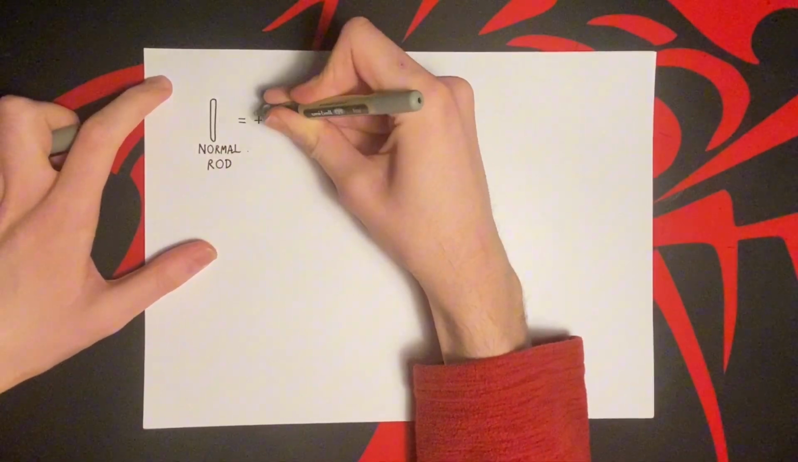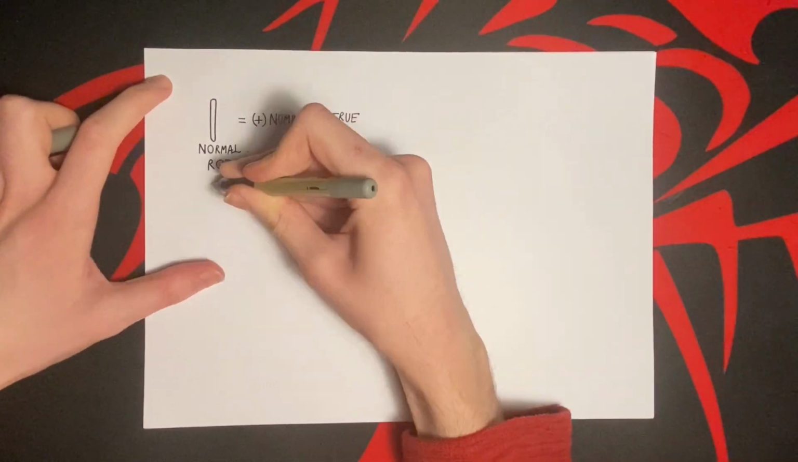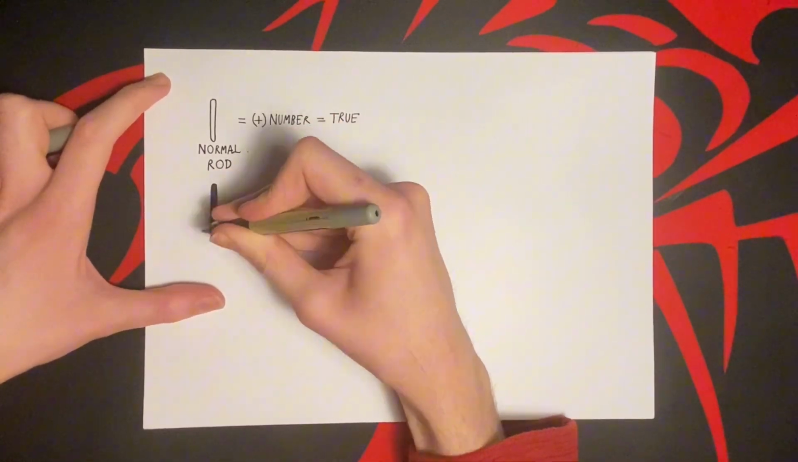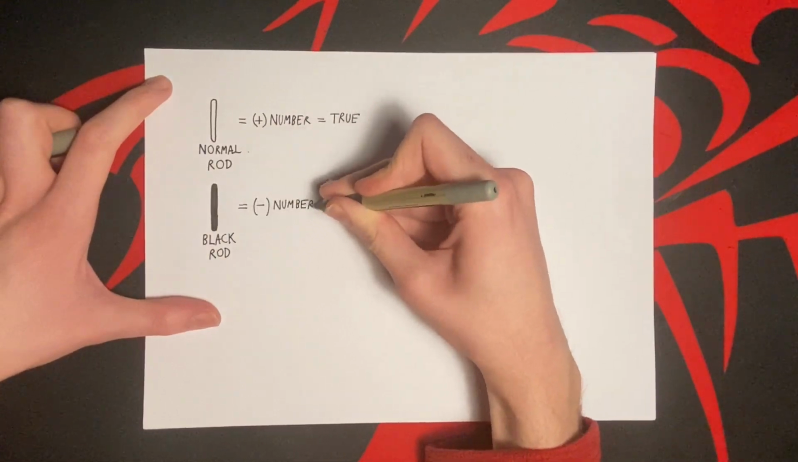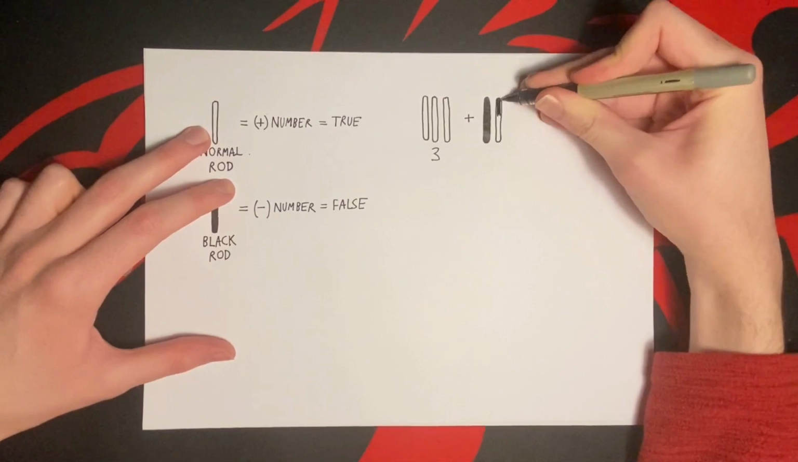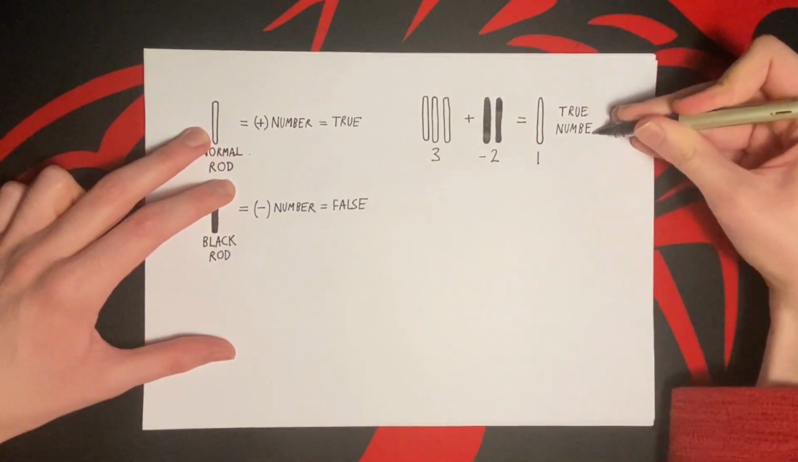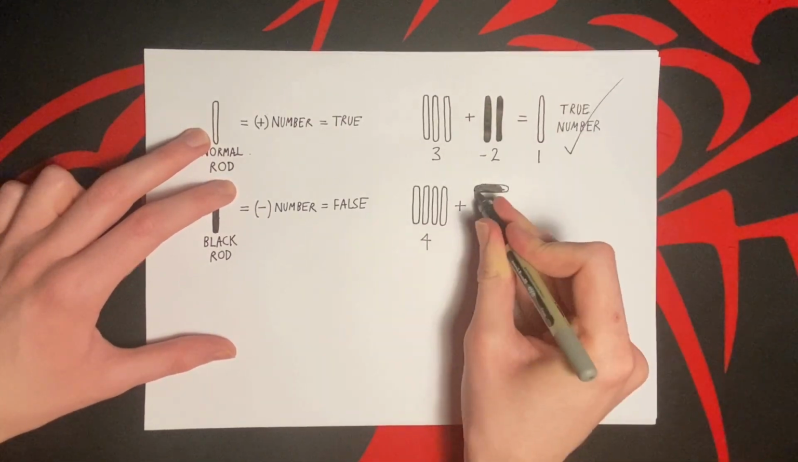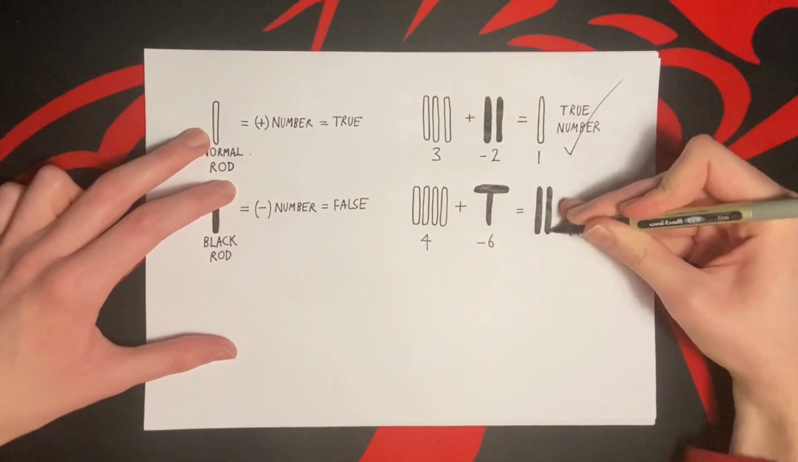Normal rods represented positive numbers and were called true, whilst rods painted black denoted negative numbers and were labelled as false. If a calculation gave an answer made of normal rods, it was considered a true number and was accepted. And if the answer was made of black rods, it was considered a false number and was rejected.